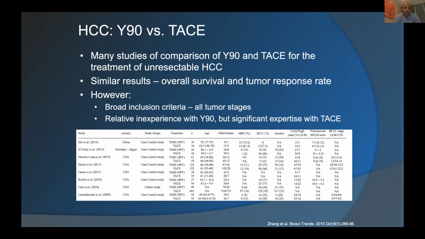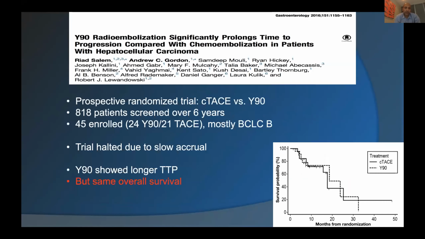And so that's what we need to start teasing out. Now, everyone always asks, why don't you guys do a randomized trial? So again, at Northwestern, they did a randomized trial. They compared conventional TACE to Y90 for the mostly intermediate stage setting. In 6 years, they screened 800 patients. And in 6 years, out of the 800 patients, they enrolled 45.